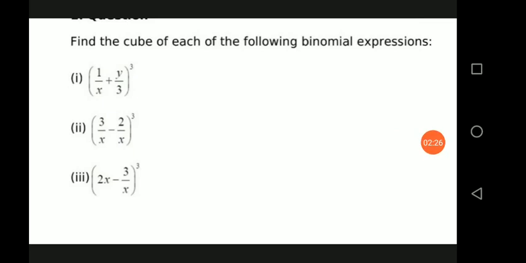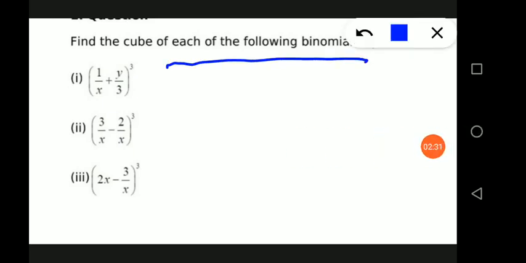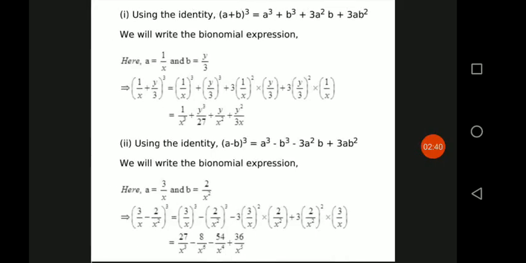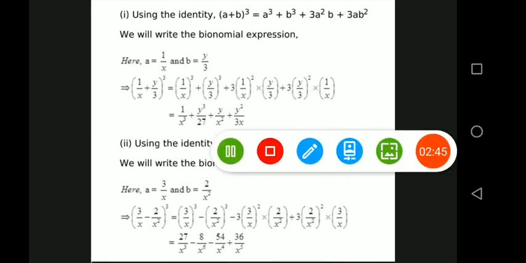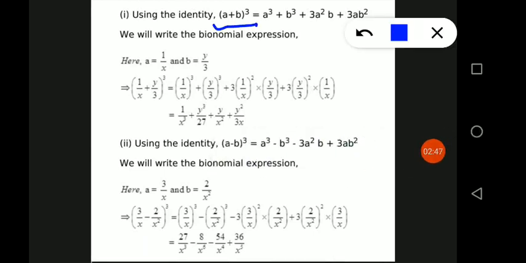Now the next question is find the cube of the following binomials, and the first part is 1 by x plus y by 3 whole cube. Since the plus sign is there, we will use the formula a plus b whole cube, which we know is equal to a cube plus b cube plus 3a square b plus 3ab square. Here our a is 1 by x and b is y by 3.